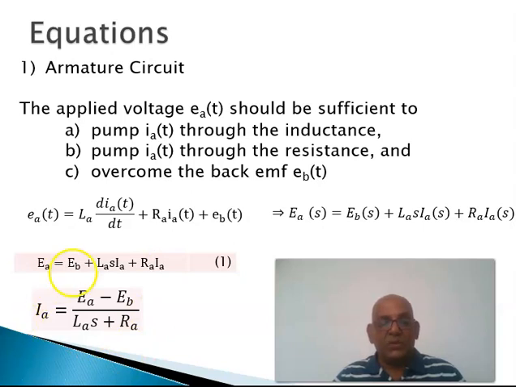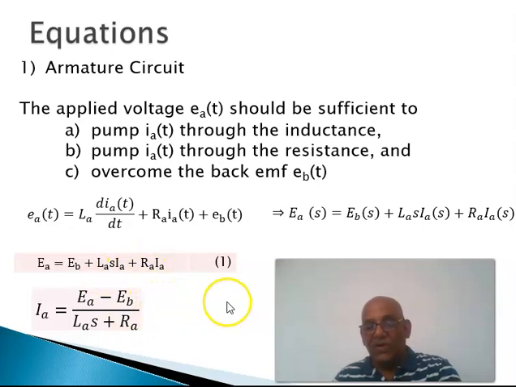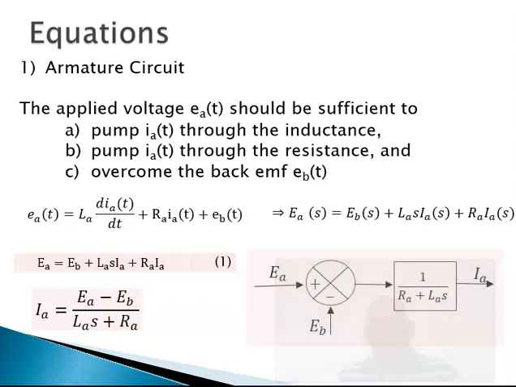So we rearrange it. Take Eb onto the other side: Ea minus Eb, and take Ia outside, La s plus Ra. This is one equation we have, for which we can draw a block diagram as shown here.